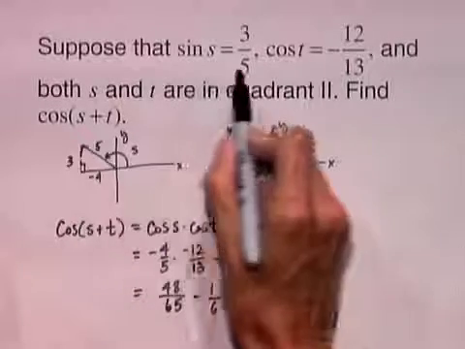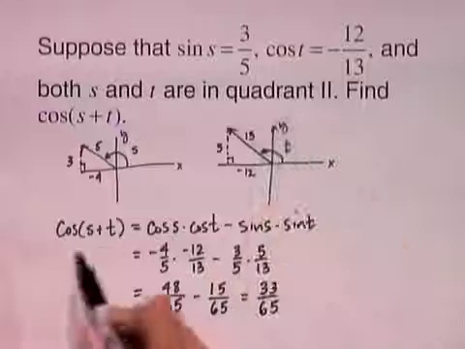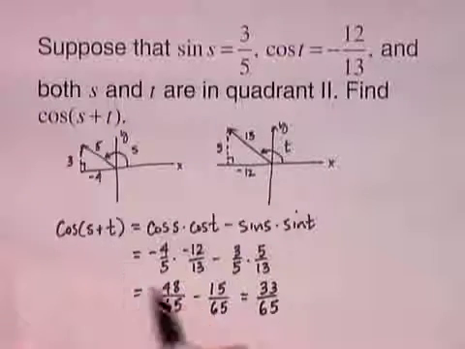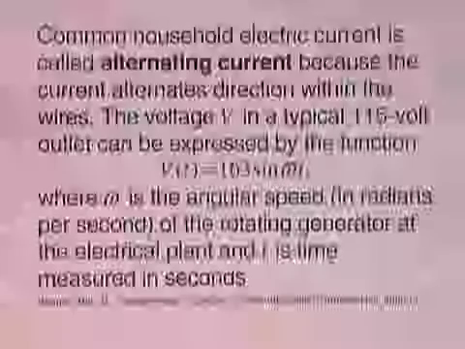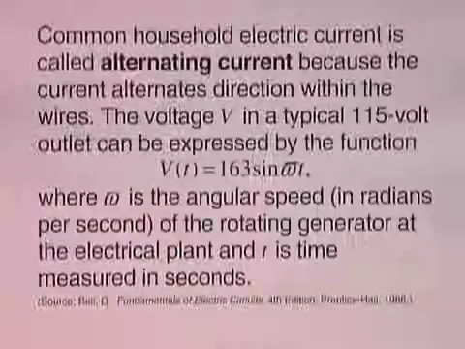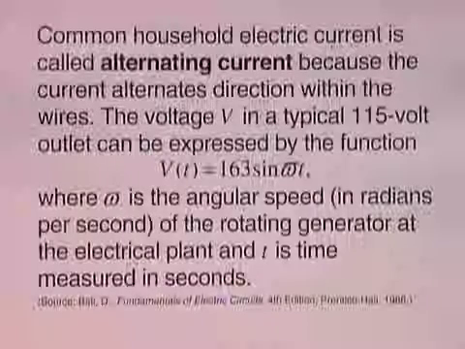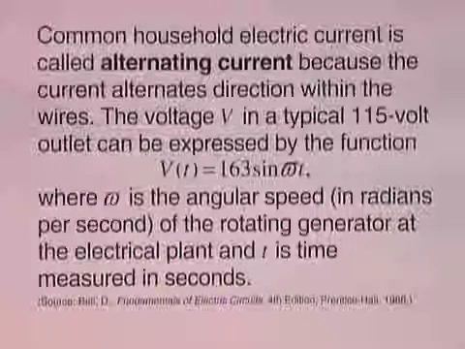So based on these two pieces of information, the cosine of S plus T is 33/65. Let's work an application problem. Common household electric current is called alternating current because the current alternates direction within the wires.